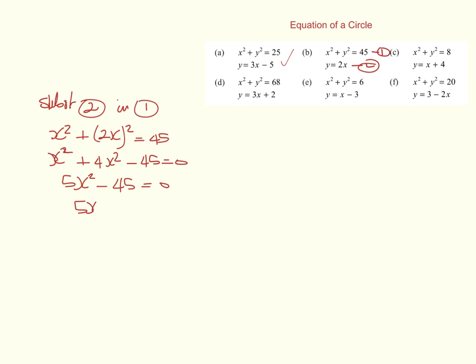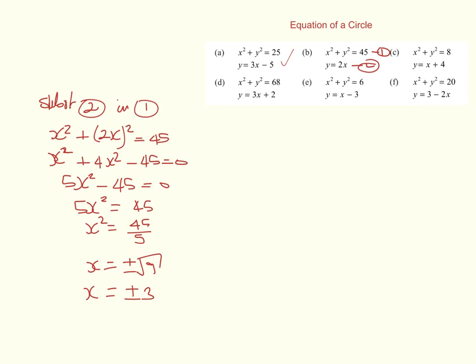So 5x squared is 45. Divide by 5, x squared is equal to 45 divided by 5. x is equal to plus or minus the square root of 9. So it means that x is plus or minus 3. Hope that didn't catch you by surprise. Hope you know that when you square root, you're actually finding plus or minus of a number. That's because whether or not I square a plus 3 or a minus 3, I will still get a positive 9. Okay, so plus or minus 3.